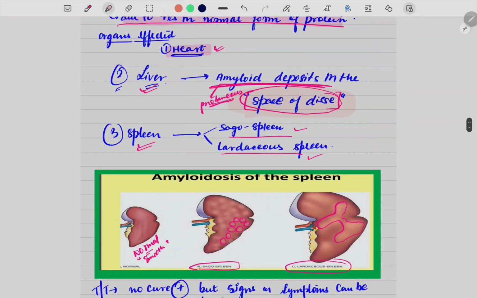Again, questions like what is lardaceous spleen and what is sago spleen are very, very important. I hope every doubt of this topic is clear.